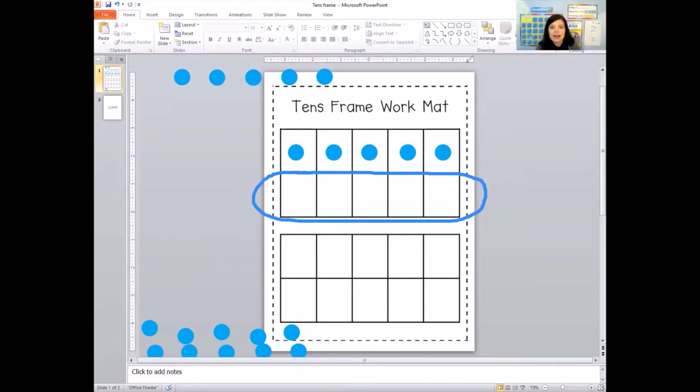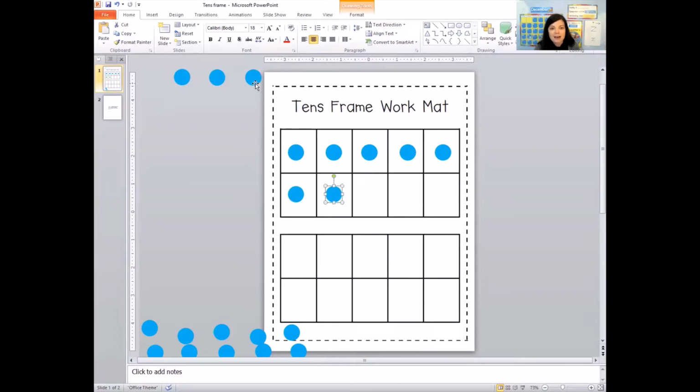Do you think it will take 5 more? So 5 and another 5 makes 10. Let's see if we're right. Now we already have 5, so we're just going to count on and keep going and see if this is 10. So 5, let's say 6, 7, 8, 9, 10. We're right. So 5 and then the other 5 made 10.